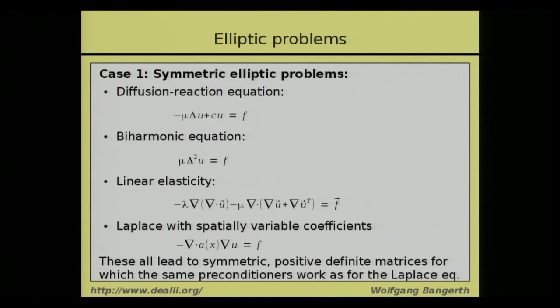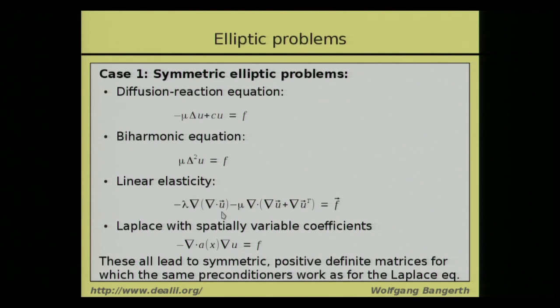So certainly that includes problems like the diffusion reaction equation. I have a Laplace term here with a diffusion coefficient, and then I have what we call a reaction term here, because it typically comes, for example, out of a chemical reaction. It's a source term. That leads to a symmetric and positive definite matrix here. Similarly, the biharmonic equation is the Laplace squared applied to a function, and that also, depending on the finite elements that you use, leads to a symmetric and positive definite matrix.